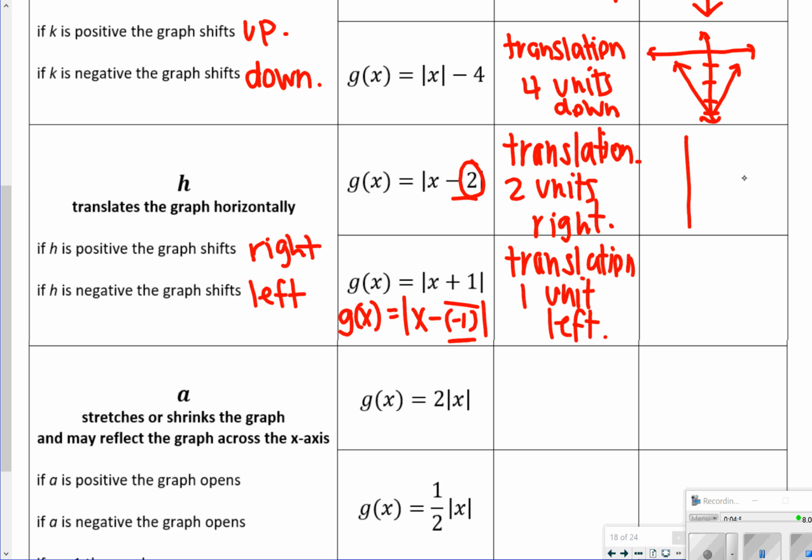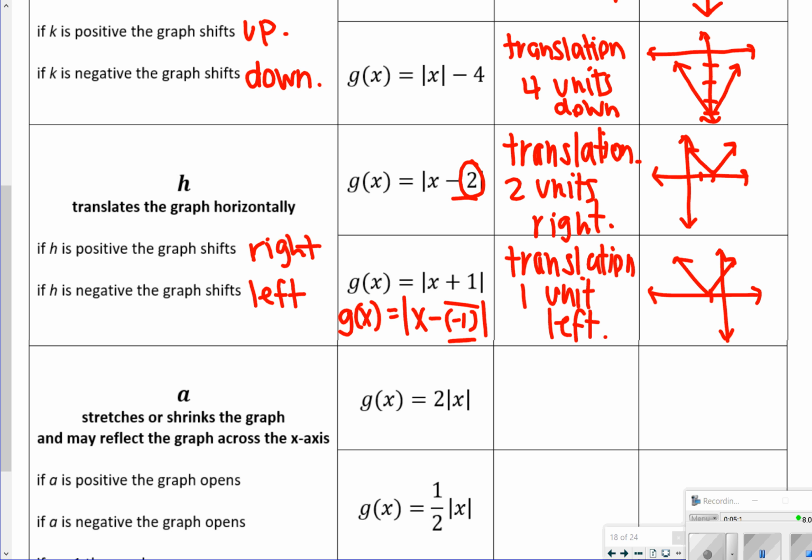So if you're sketching this first one, the absolute value of x minus 2, that is 2 units to the right. So parent function is at 0, 0. 2 units to the right would just be 2, 0. And then graph. But if you translate 1 unit to the left, again, parent function is at 0, 0. And that would be 1 to the left.